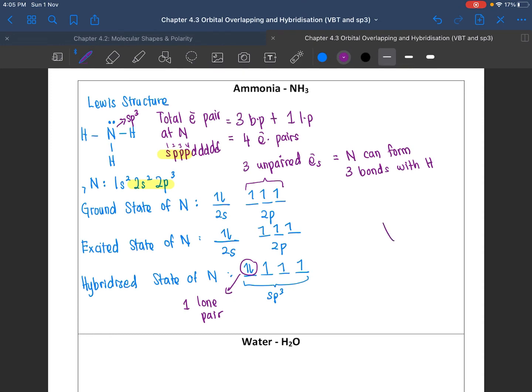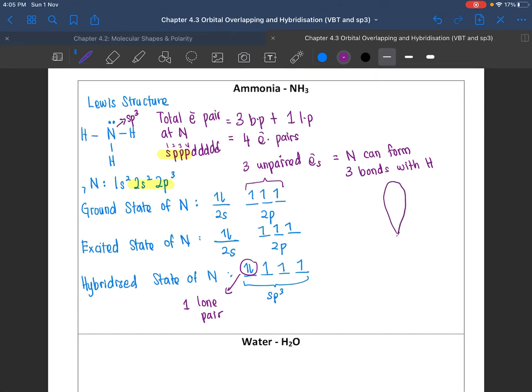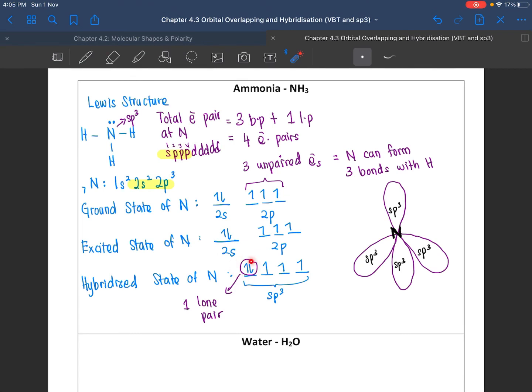So kita draw shape of tetrahedral dalam bentuk loop macam ni. Okay. Macam kaki sotong dah. And then this is nitrogen, so kita akan label terang-terang dekat tengah ni. This is actually nitrogen. And then each lobe adalah sp3 hybrid orbital. So label sp3 for each lobe. And then this one lain sikit sebab kita ada sepasang macam ni. Okay, so maksudnya kita ada one lone pair.